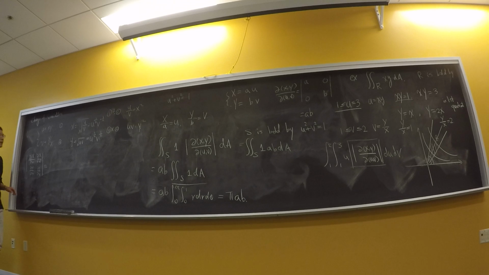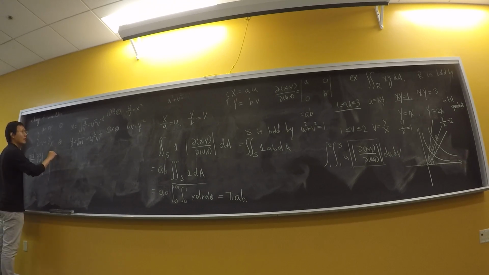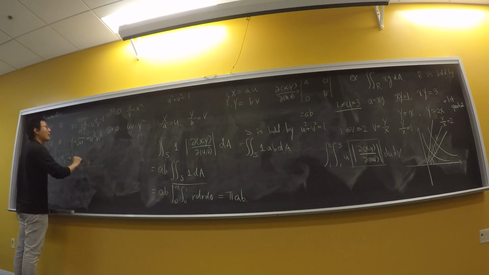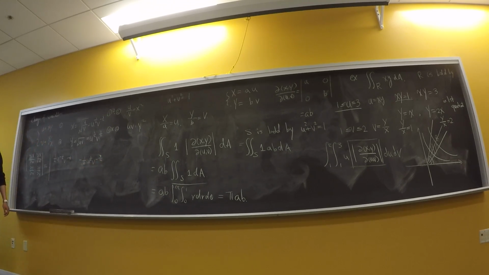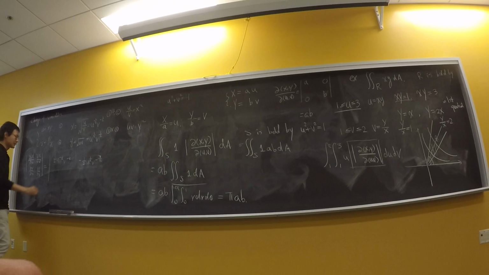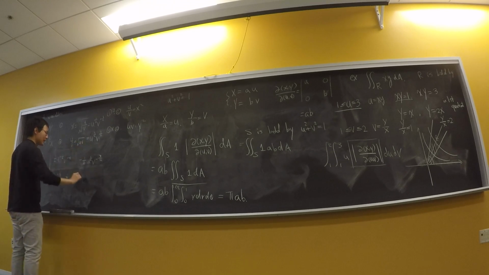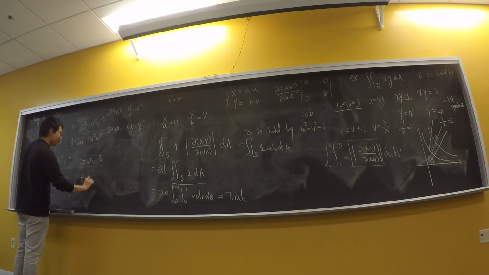So partial x, partial u would have 1 half u to minus 1 half v to minus 1 half. Am I right? And partial x, partial v, minus 1 half u to 1 half v to minus 3 halves. Right? So partial y, partial u is 1 half u to minus 1 half and v to 1 half. And partial y, partial v, I have 1 half u to 1 half v to minus 1 half.